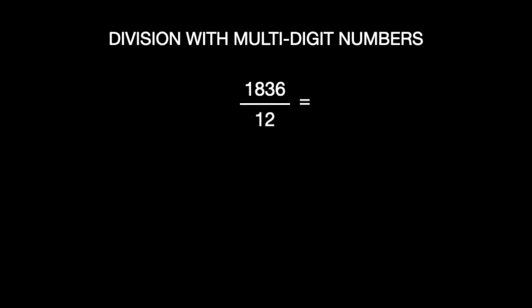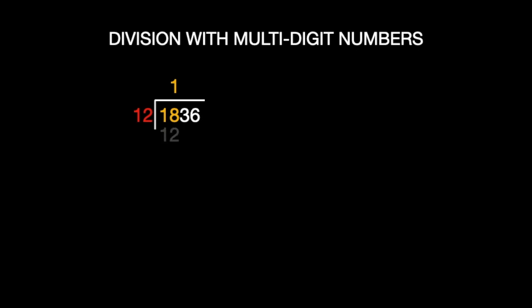Let's look at one last example. In this case, our divisor is a 2-digit number, 12. So if we go ahead and carry out our long division, the process remains the same. I want to see how many times 12 goes into 1. Well, that will not work, because 1 is smaller than 12. So I need to look at 2 digits instead. How many times does 12 go into 18? That is once, because 1 times 12 is equal to 12.